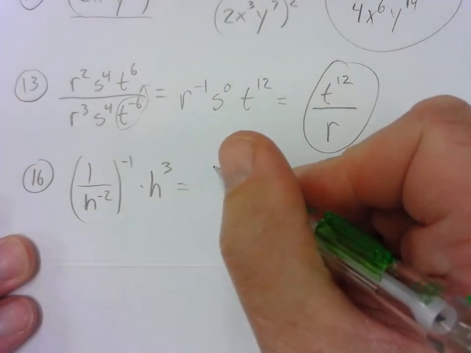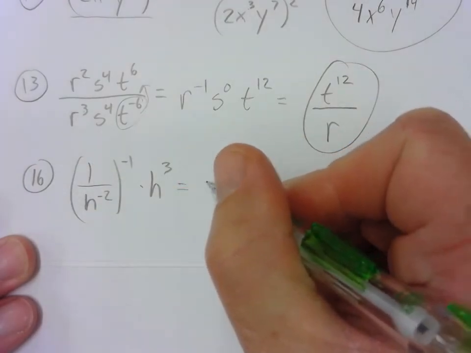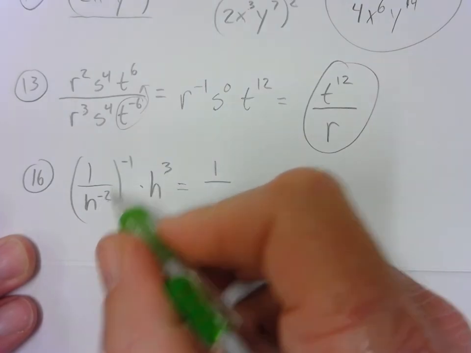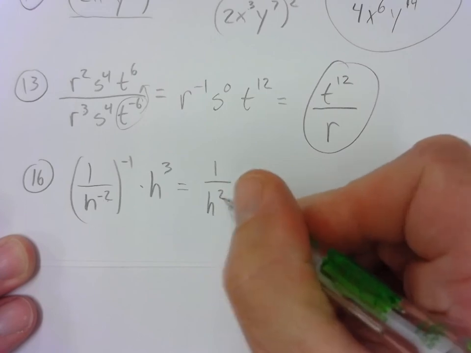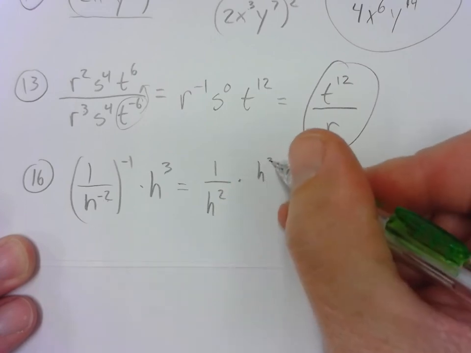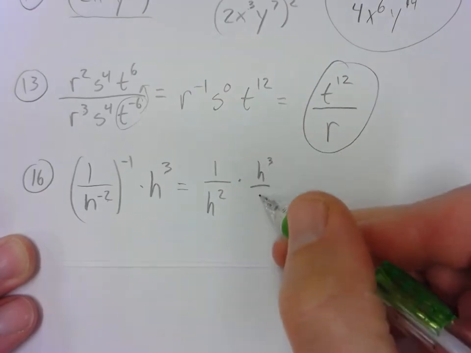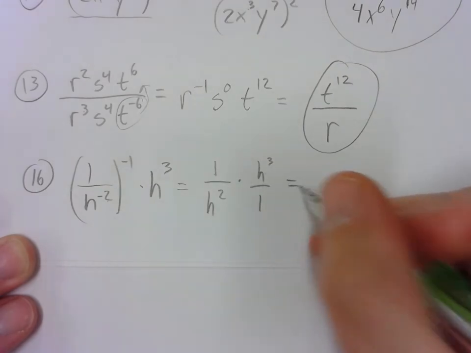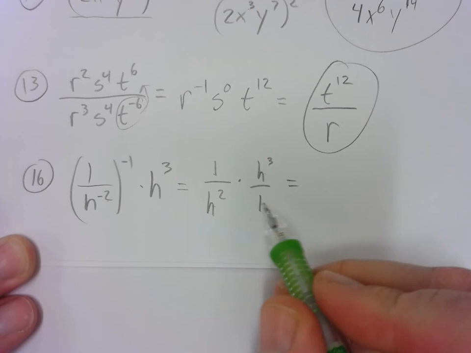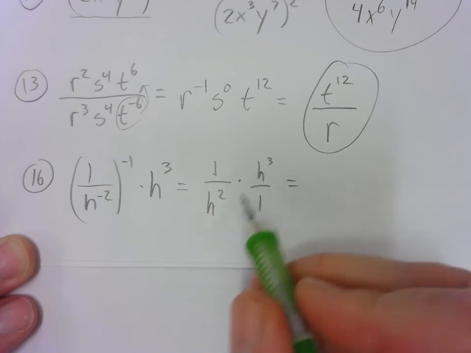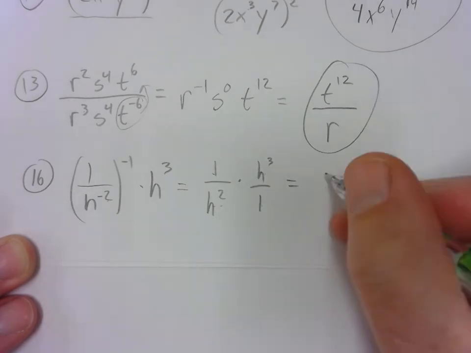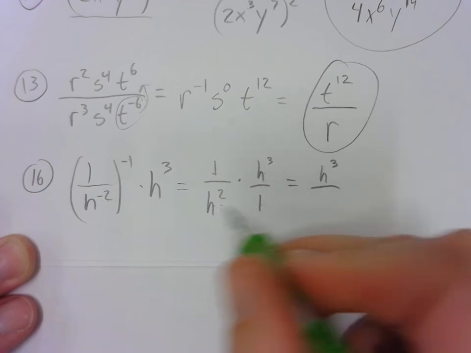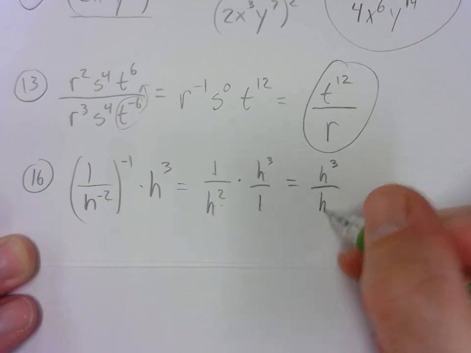So it's going to be 1 on the top, and then when you have an exponent raised to an exponent, we're going to multiply, so it's h squared times h cubed. Now the h cubed is really over 1, and then we can multiply our fractions together. Numerator times numerator, denominator times denominator, top times top, bottom times bottom. That's how we multiply fractions. So it's h to the 3rd, 1 times anything is itself, h squared.